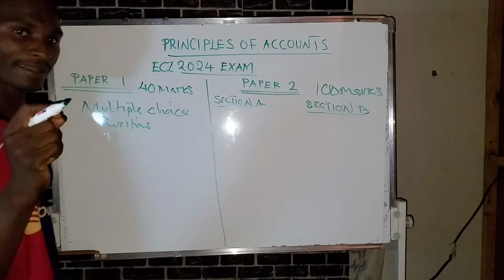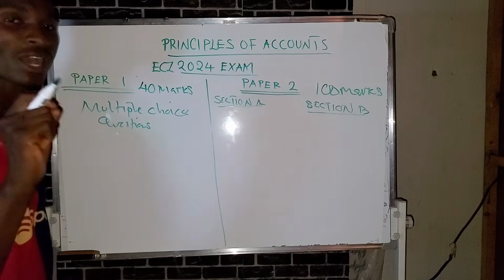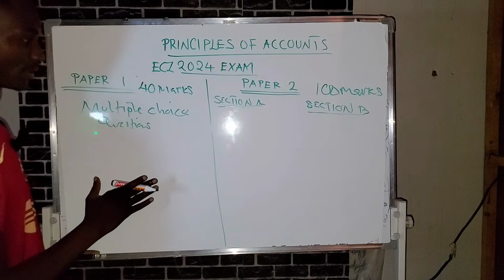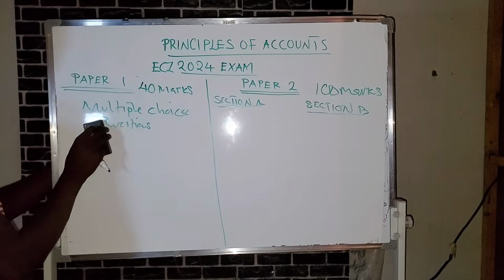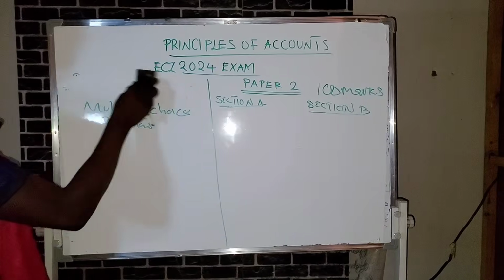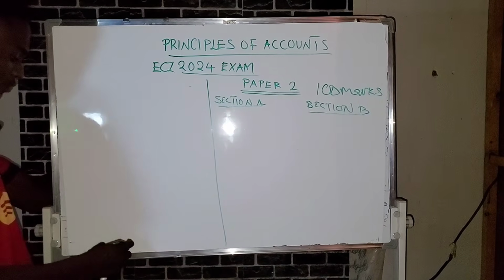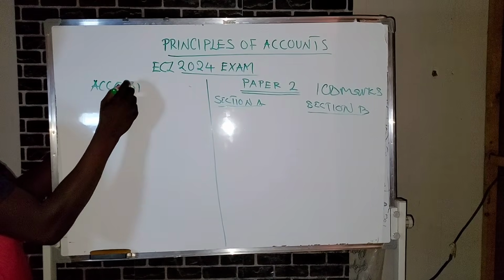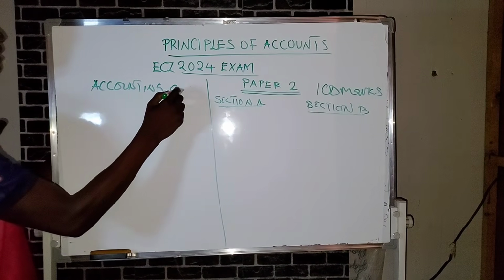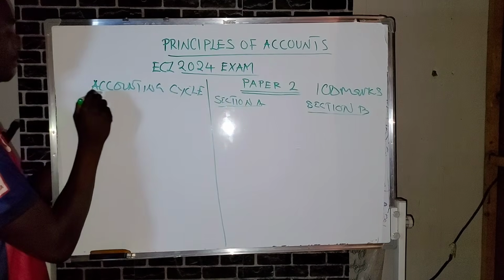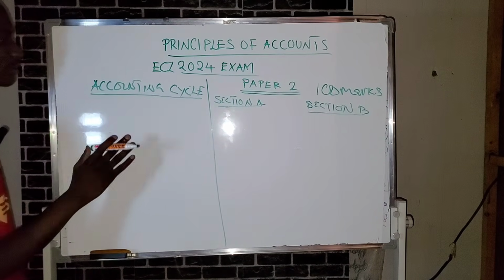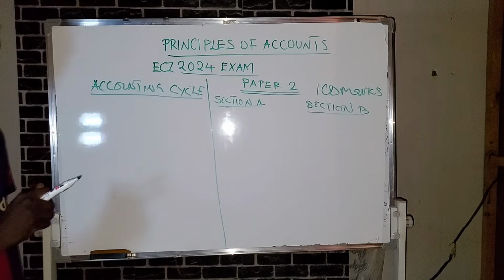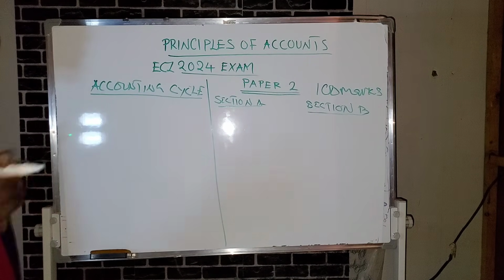In section A, you should understand first what a transaction is. So let me explain the accounting cycle here, since paper 1 is just multiple choice questions. Let me explain the accounting cycle so that you understand. I believe you were taught this before you write your exams. If you don't know this accounting cycle, you will think accounts is challenging, because the accounting cycle is the way to go.